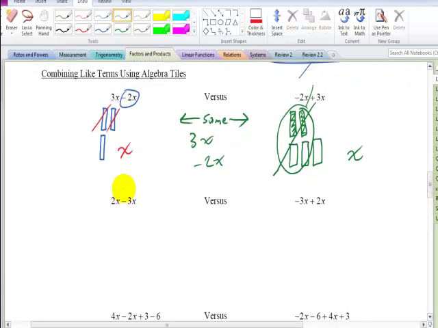Okay, I want you to draw the 2x, please. Now I want you to take away 3x. 1, 2. Oh my goodness, what do we have to do? We can't take away any more. What do we have to put down?